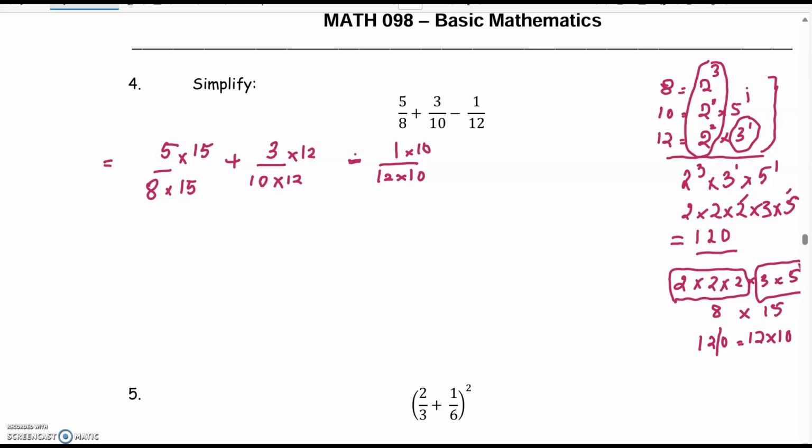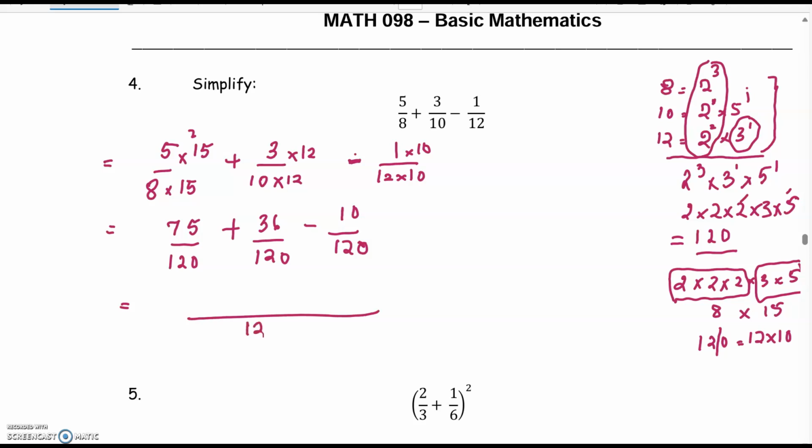Now simplify it. 15 times 5, 5 5s are 25, 5 1s are 5, 6, 7. We know the denominator is 120, we don't need to check. Plus 12 3s are 36, divided by 120, minus 10 divided by 120. Go from left to right. Whatever comes first, do that first. We're going to add and subtract. So 75 plus 36 minus 10.